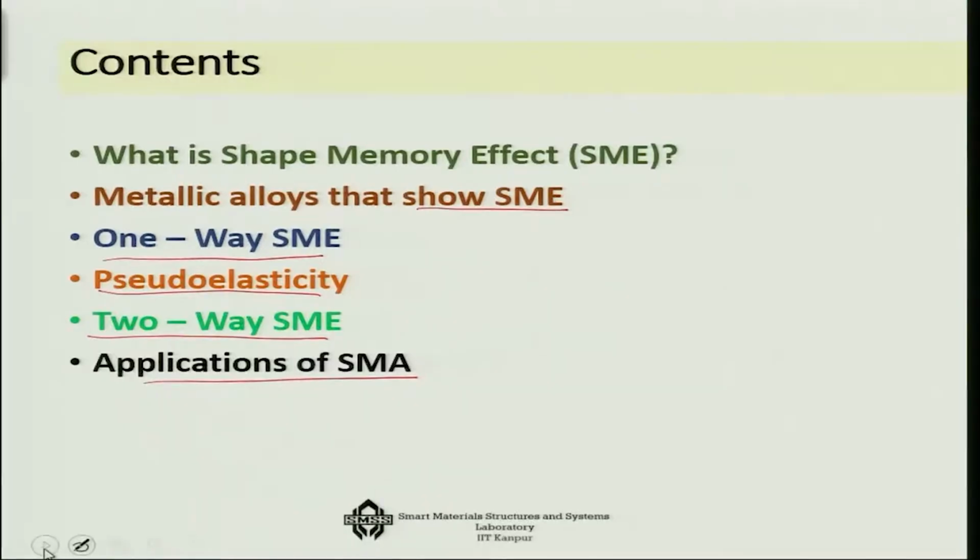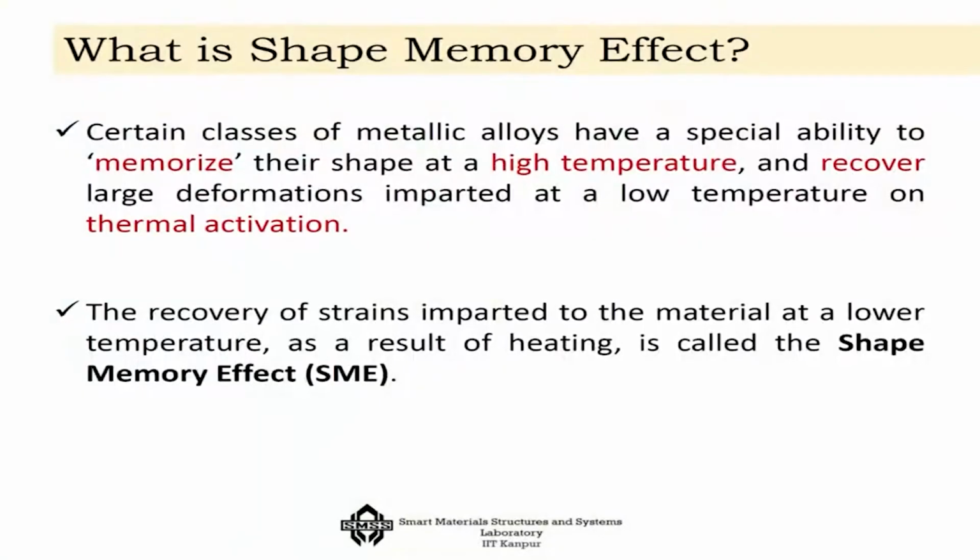So let us first see what is this shape memory effect. There are certain classes of metallic alloys which have a very special ability. This special ability is to memorize their shape at a particular temperature, and then if it undergoes a large deformation at a low temperature, the moment you thermally activate it, once again it will get back its shape.